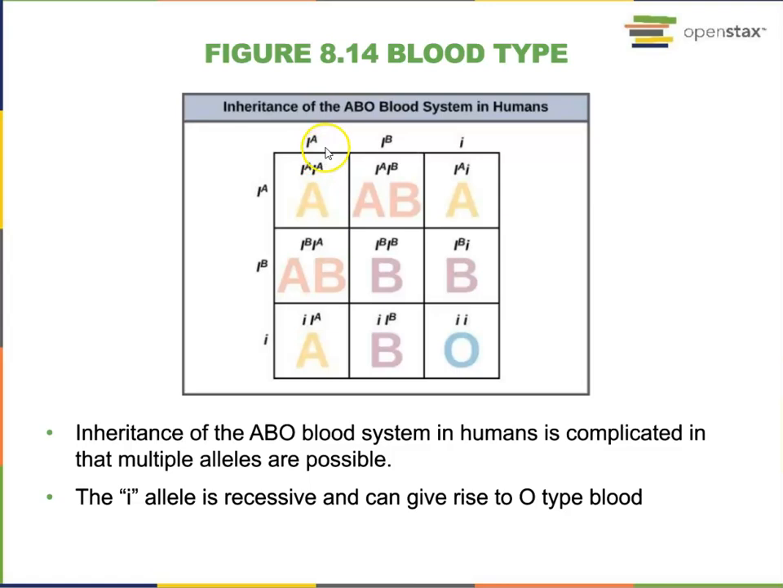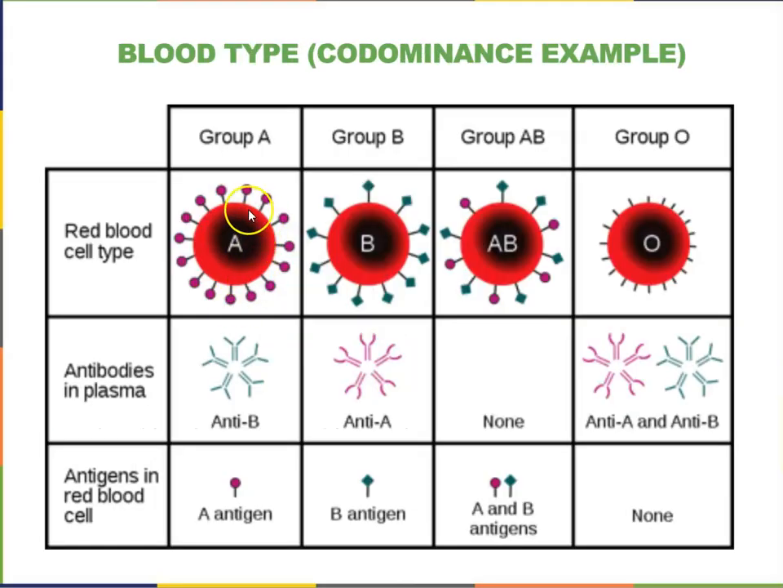When we have two alleles which are dominant for A, we'll have blood type A. If we have dominant A with dominant B, we'll have blood type AB. If we have A with little i, we still have blood type A. Blood type A can be the result of two genotypes. One is homozygous dominant IAIA, or they can be heterozygous IA and little recessive i. The same thing for blood type B. When it comes to blood type O, we'll have two little i's. For blood type A, on its red blood cells, they have the A antigen.